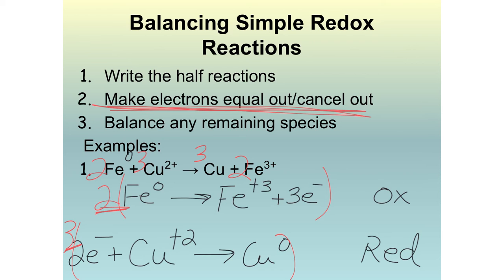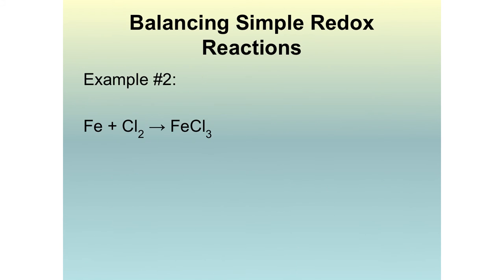Then this is just a simple one, so everything's already balanced out, but sometimes you might have a few additional atoms that you might have to balance out. But we have 2 irons on each side, 3 coppers on each side. Total charge is plus 6 on both sides. All right, we have one more.